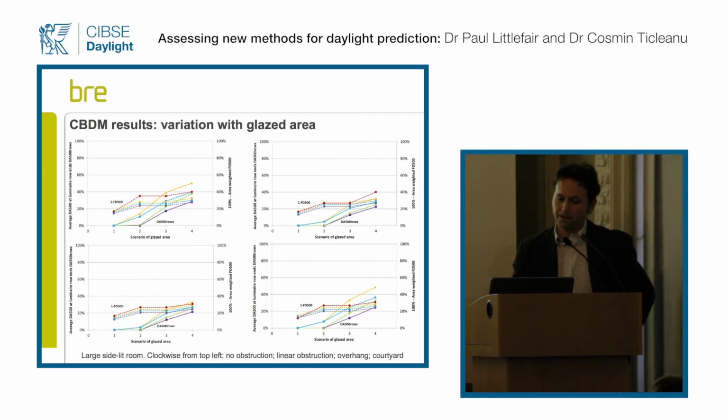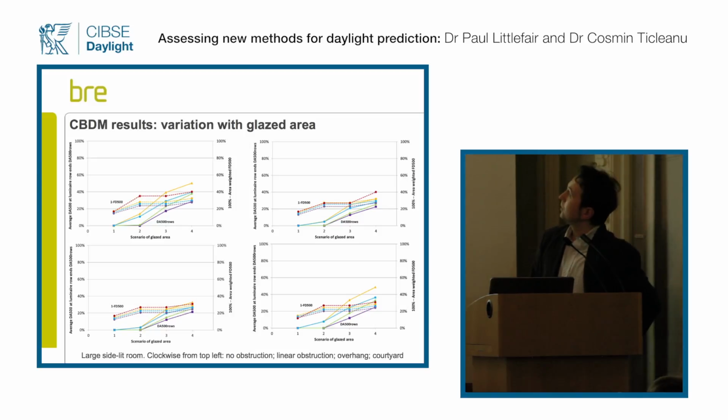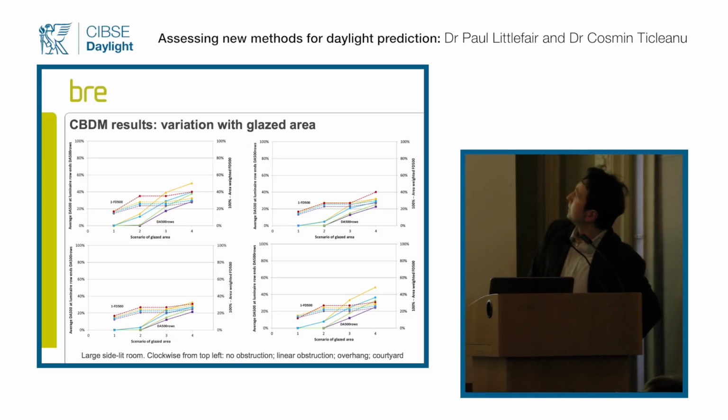So, yeah, these graphs show the same things, but represented differently. The FD and the DA 500 values, average and at luminaire row ends, were represented together against the glazed area. We had 4 scenarios of glazed area for the large rooms and 3 for the small rooms. We'll see that in the next slide.